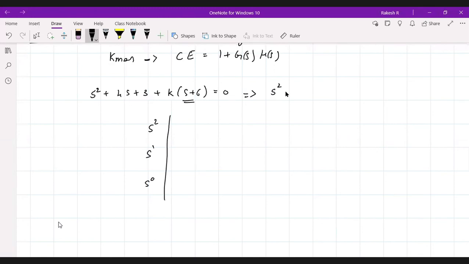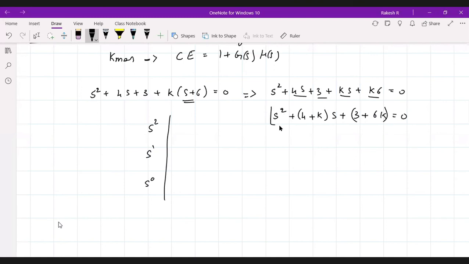So I can write s square plus 4s plus 3 plus k into s plus k into 6 is equal to 0. Now I can write this one as s square plus, here 4s is there, ks is there. So I'll take s common here. It is 4 plus k into s, and here these two are there. So I'll be writing that as one equation, that is 3 plus 6k is equal to 0. This is our readable form now.